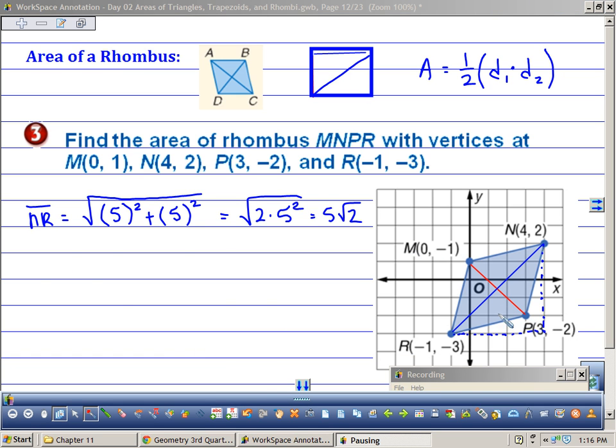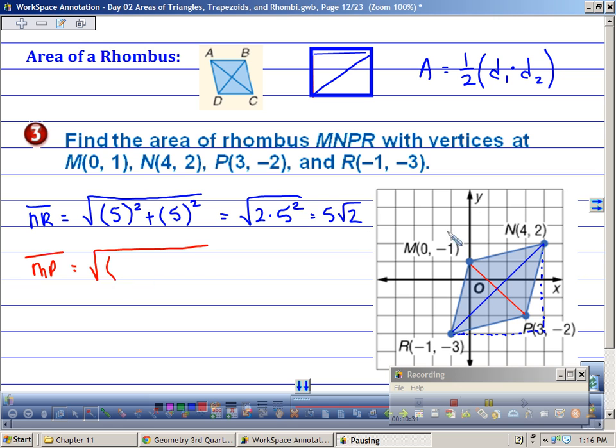So I need to get from M to P. I need the distance from M to P. So I'm going to travel. How far do I have to travel over? 1, 2, 3. And down. 1, 2, 3. You see it? Which is also our slope. 5 over 5 is our slope of one of them. 3 over 3 is our slope of the other one, right? See how it all comes together?